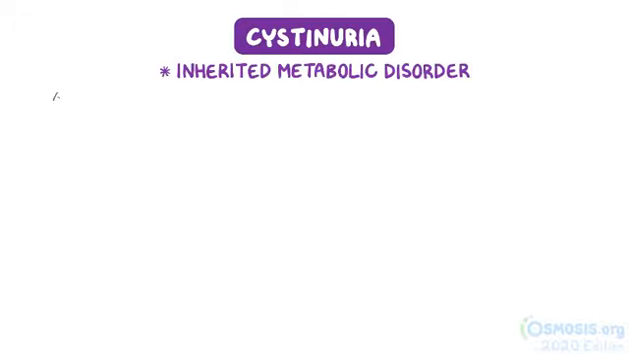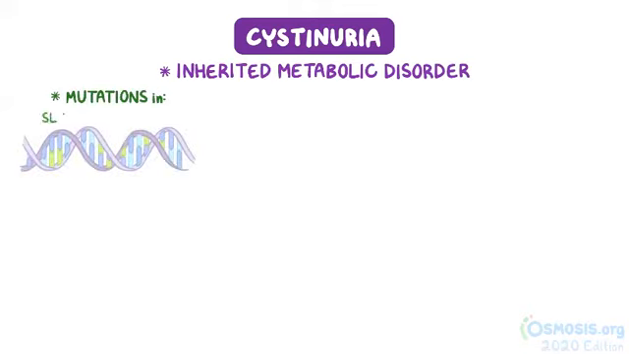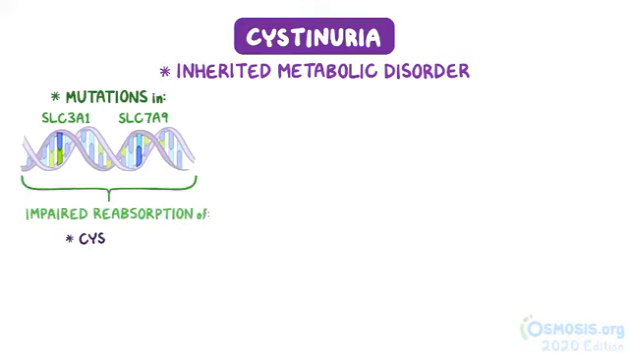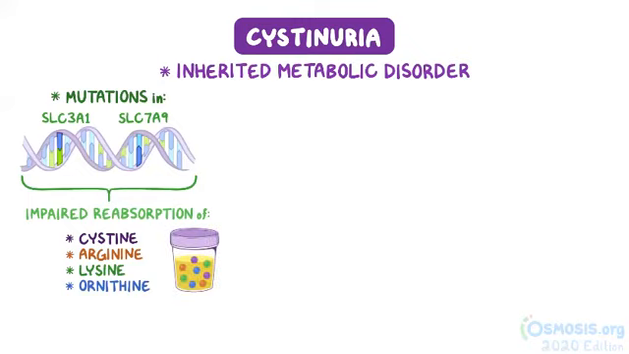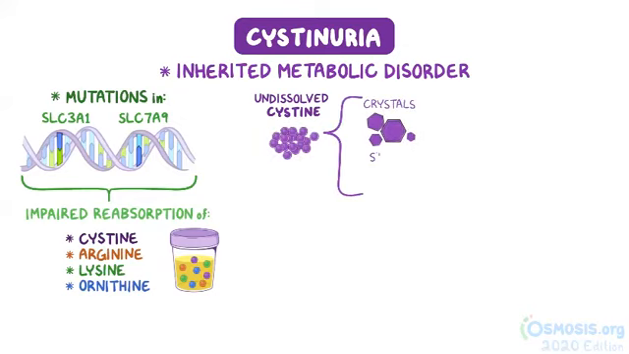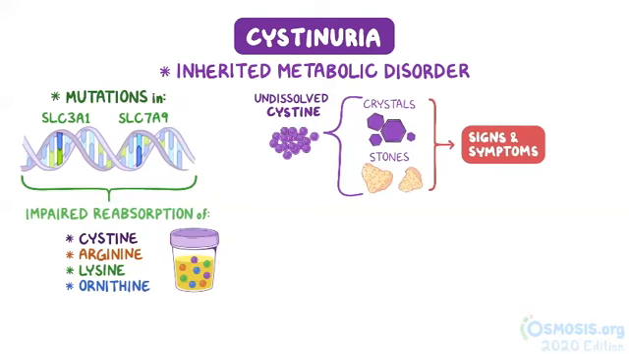As a quick recap, cystinuria is an inherited metabolic disorder caused by mutations in either the SLC3A1 or SLC7A9 genes. Impaired reabsorption of cysteine, arginine, lysine, and ornithine lead to their high levels in the urine. Throughout the urinary tract, undissolved cysteine can clump together and form crystals and stones. These cause the main signs and symptoms of the disorder.